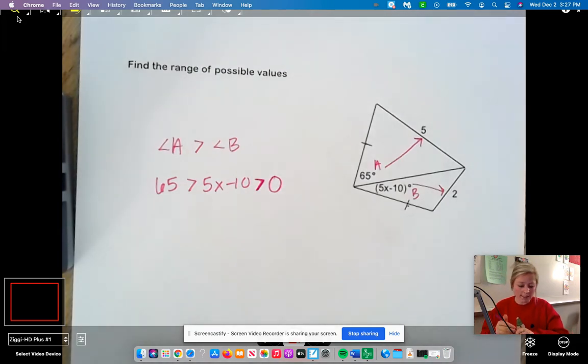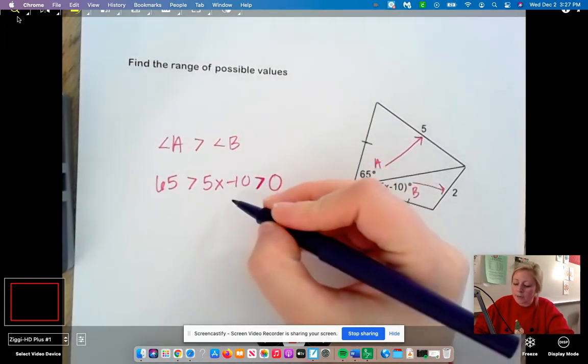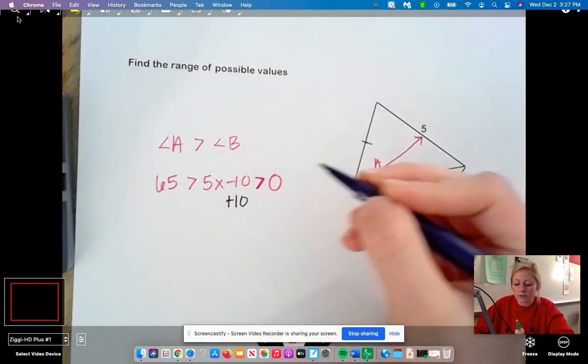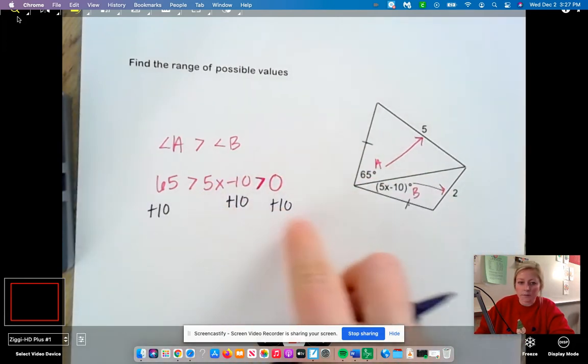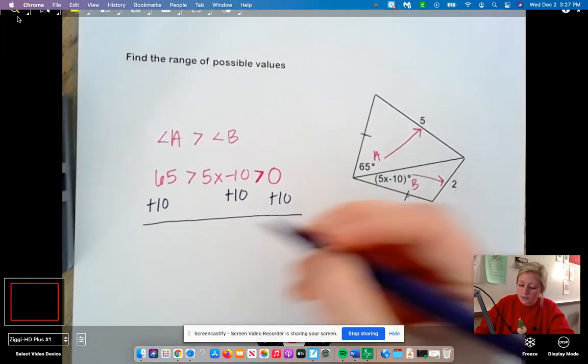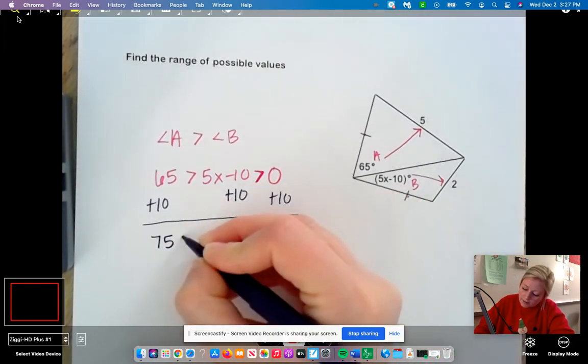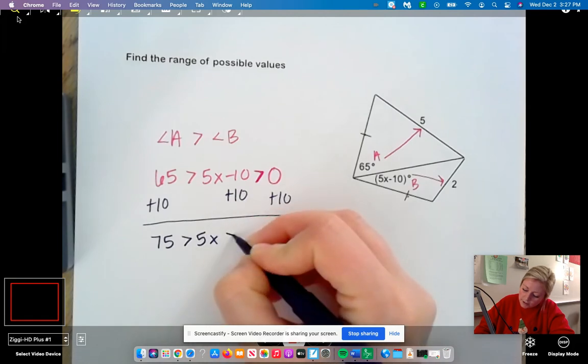Our end goal is to get x by itself in the middle. So what do I have to move first? Well, we got to add the 10. But you don't just do it to the left side. You got to do it to both. You got to do it to all 3 parts, each part of that inequality. So then we'll have 75 is greater than 5x, which is greater than 10.